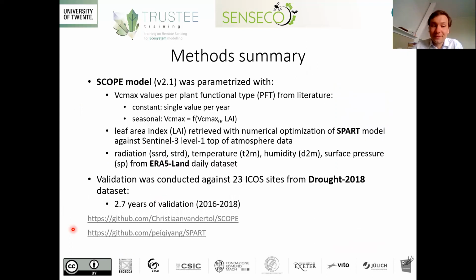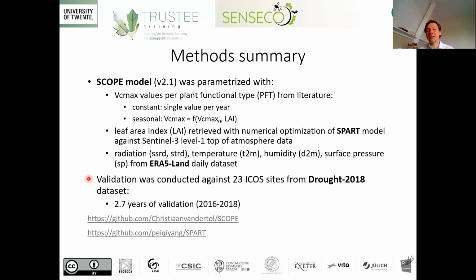So overall, now you know more. SCOPE was parameterized with Vcmax values per plant functional type, either constant or seasonally varying. Leaf area index was retrieved from top of atmosphere data with the SPART model. And radiation, temperature, humidity, and surface pressure were taken from the ERA5-Land dataset.